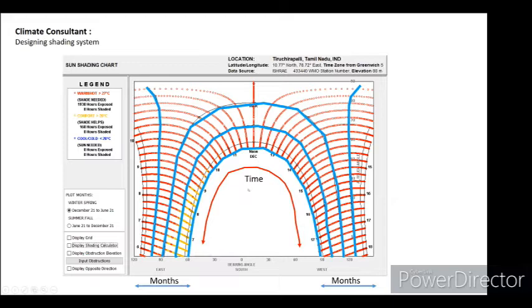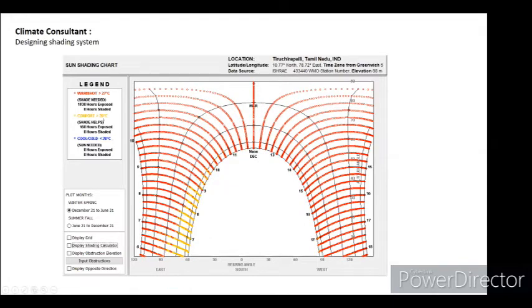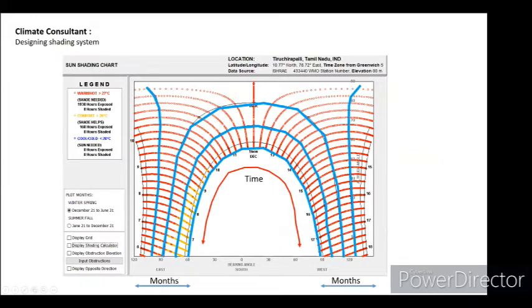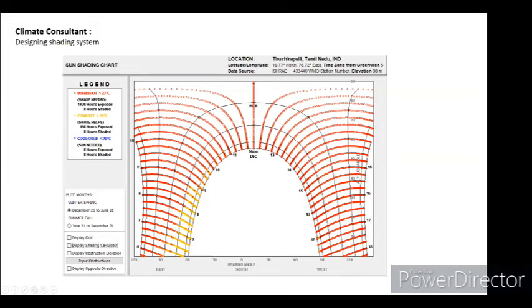What is very interesting about this chart is that if it is red, that means it is hot and the surface or the window needs to be shaded. If it is yellow, that means it's comfortable, and you don't need to shade your structure, or at least only to a certain extent. But what can you see from this chart? As I said before, these are the months. So this line is December, and this is Jan.